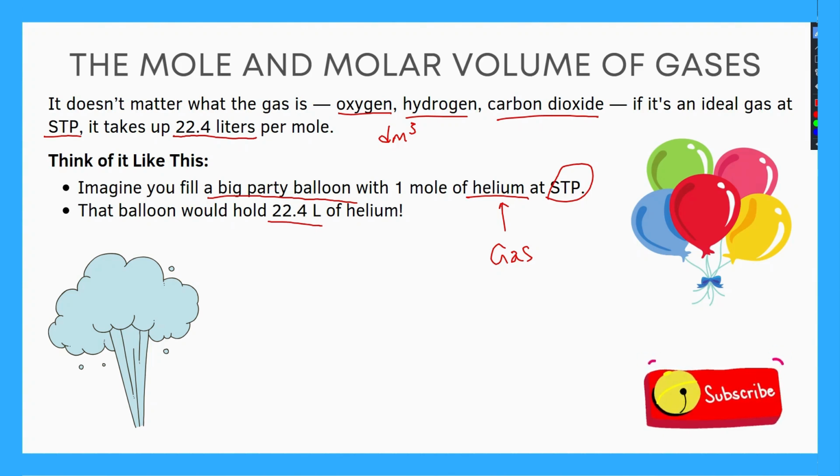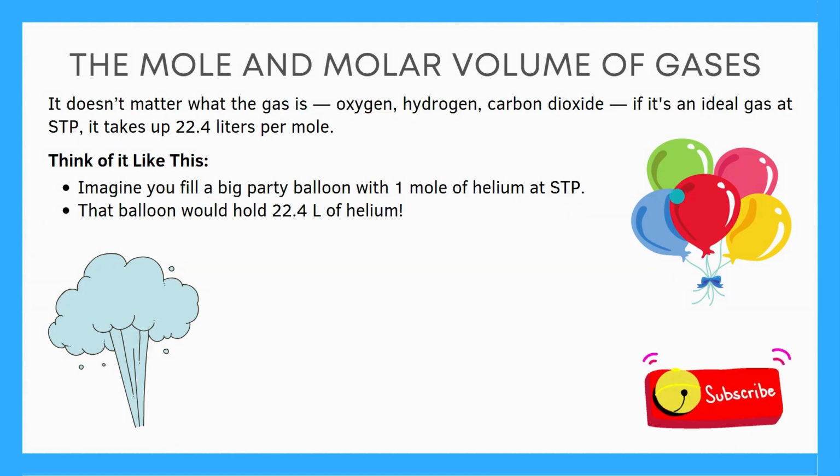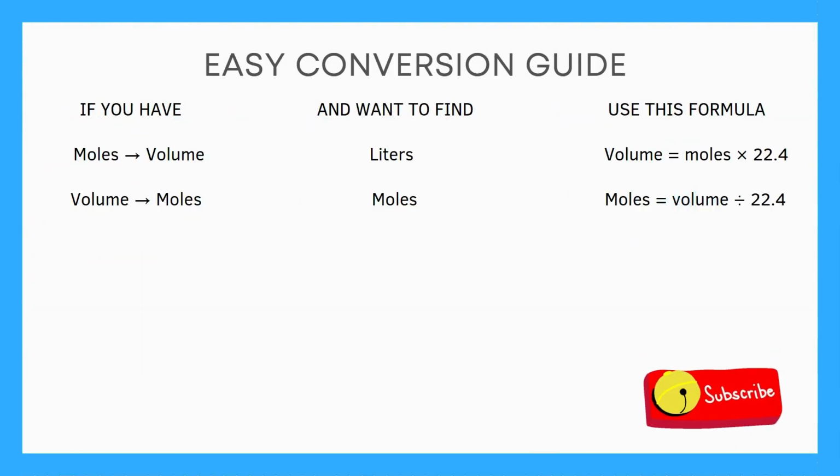So if I say oxygen, for instance, at standard temperature and pressure, it means the volume of 1 mole will be equal to 22.4 liters. The temperature will be 0 degrees Celsius or 273 degrees Kelvin. And then the pressure, P, will be 1 atmosphere. So that's it for standard temperature and pressure conditions. Now, here is an easy conversion guide that will prove to be very helpful to you as we proceed and as we want to solve some questions.